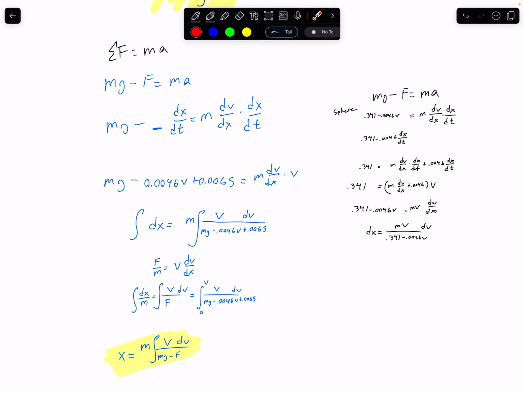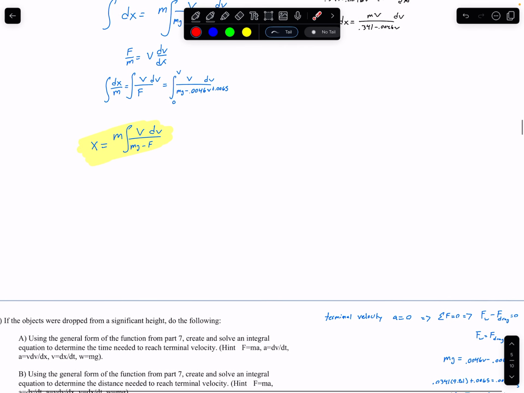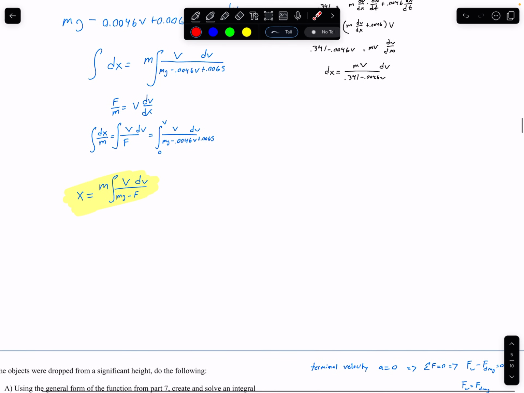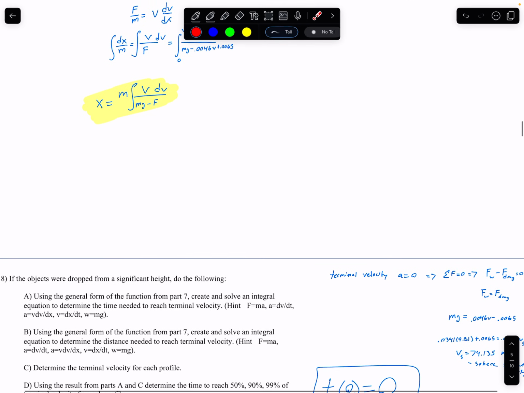Overall, just working this out in my head, I may have skipped a few steps, but just seeing how this function is going to play out, we can divide by mg minus F and multiply dx out, and we get m, taking it out of the constant, times the integral of v divided by mg minus F. And that is the integral that we'll be working with for every one of the next parts.